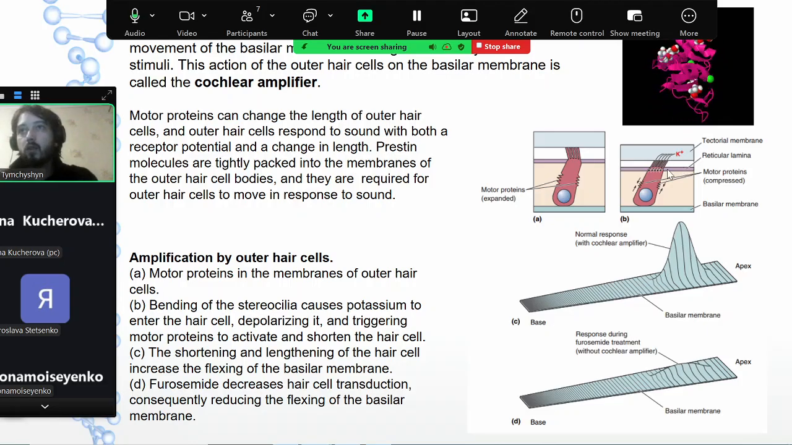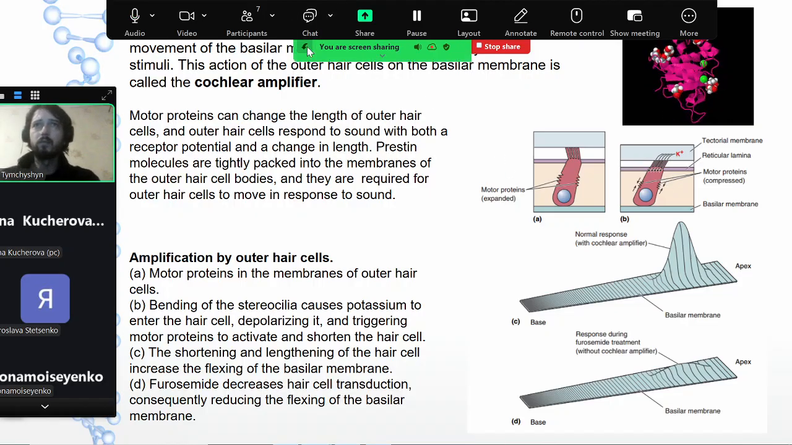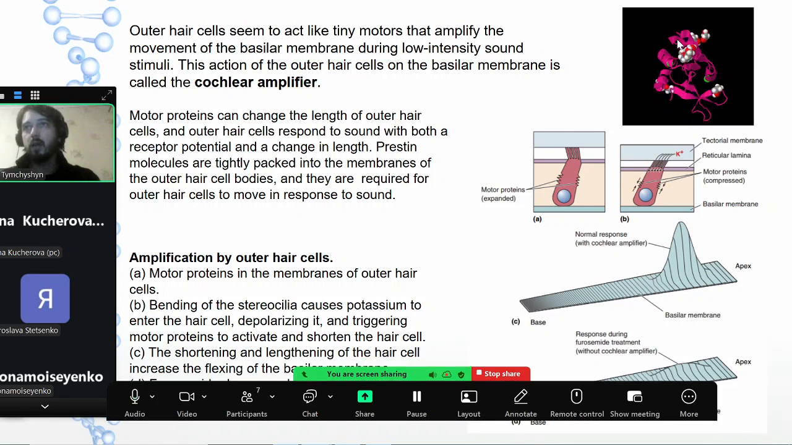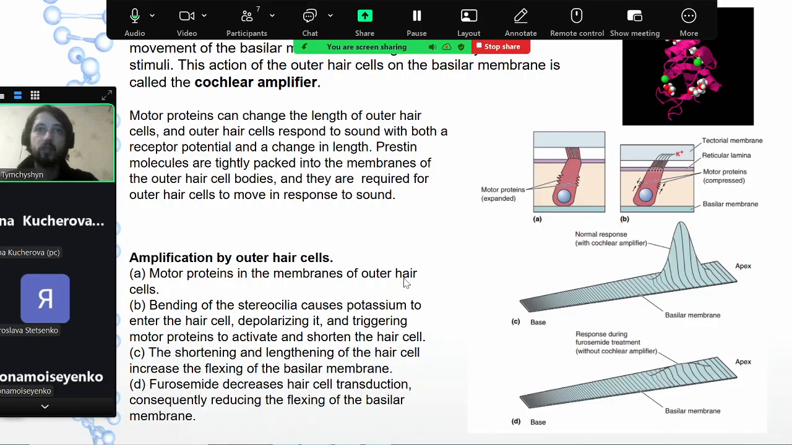Here we have the reticular lamina. The reticular lamina divides that into environments with high and low potassium. And here you have these sort of motor proteins that are contracted or expanded. And here you see a nice 3D view of one of the motor proteins.